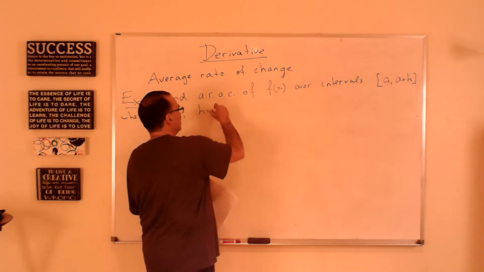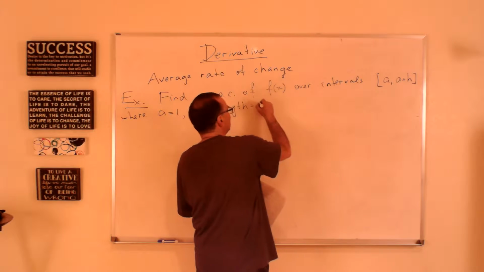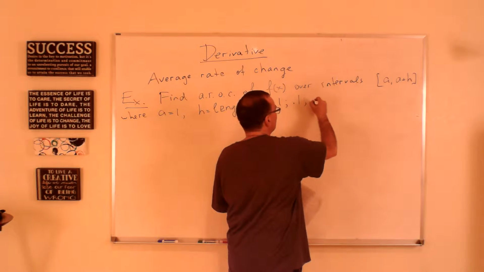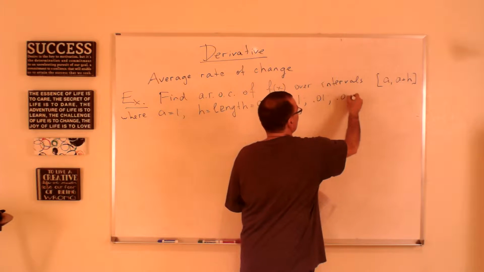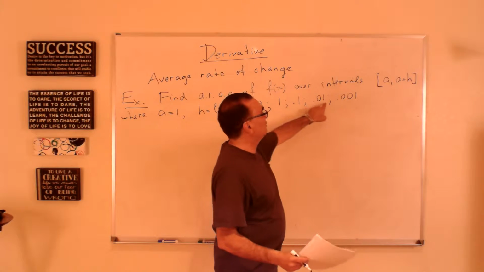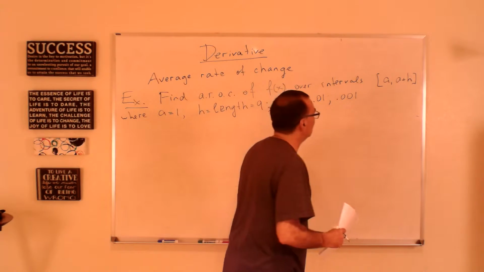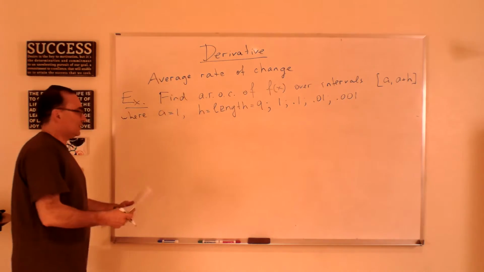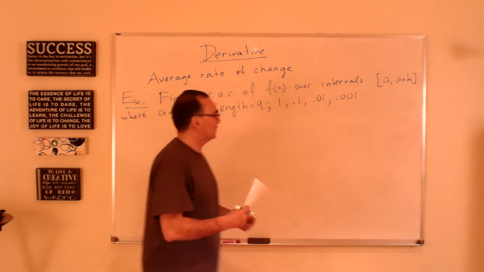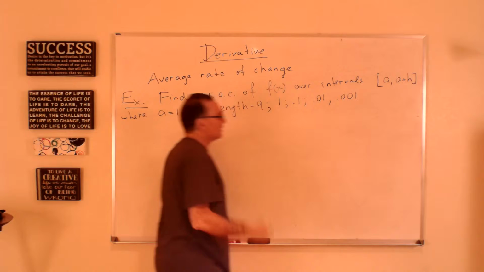So I remind you, h is the length of that interval, and I want my h to equal 9, and then make it equal 1, and then 0.1, and then 0.01, and then 0.001. As you can see, I take several values for h that become smaller and smaller. Eventually, I will make the limit as h approaches 0. Now let's do these calculations. Obviously, every choice of h will make a different calculation of average rate of change. So it will be like 1, 2, 3, 4, 5 separate calculations.